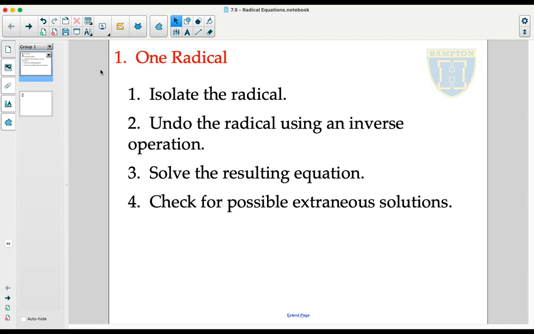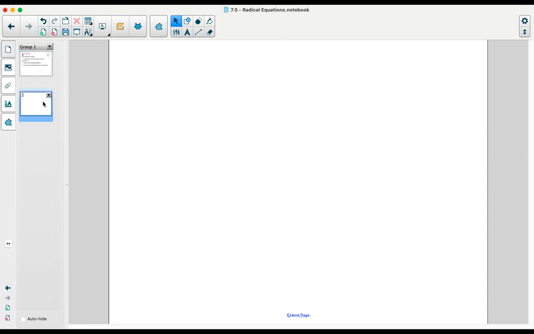When we want to solve a radical equation that contains only one radical, we are going to follow the process that you see here. We're going to begin by isolating the radical. We'll undo the radical using an inverse operation. We'll solve the resulting equation and then check for possible extraneous solutions. So let's try a few.